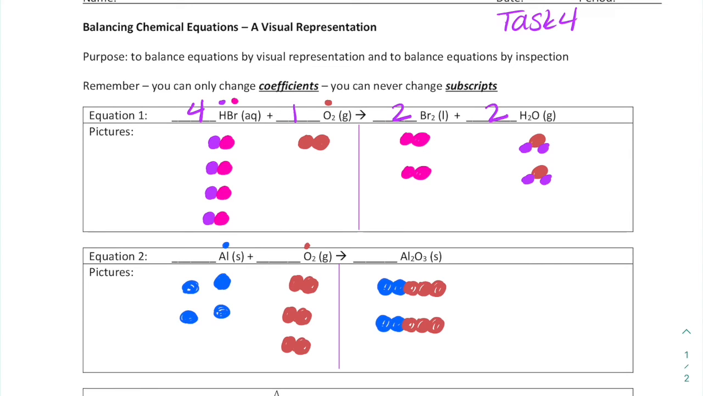So for this one, our coefficients are going to be 4, 3, and 2. 4, 3, and 2.